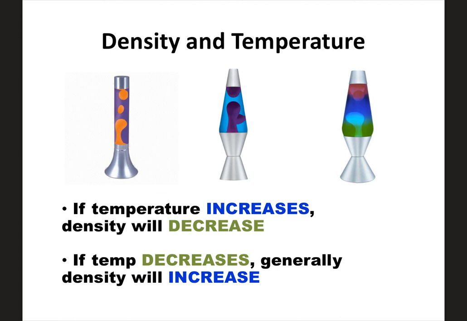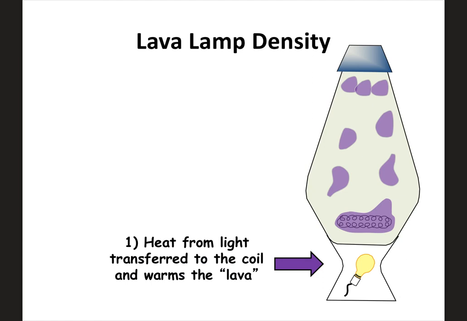And yes, a lava lamp shows this relationship perfectly. So I'm going to walk you through this relationship and show you how this actually applies to a lava lamp. What most people don't realize is there is a light at the base here of the lava lamp. It's one of those old incandescent light bulbs, which gives off a lot of heat. It's an old school style of light bulb.